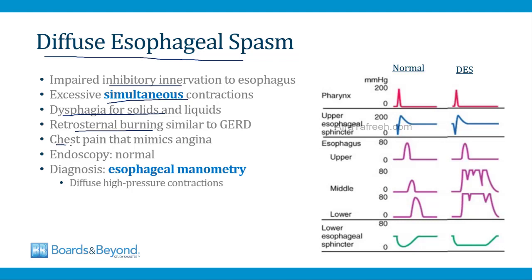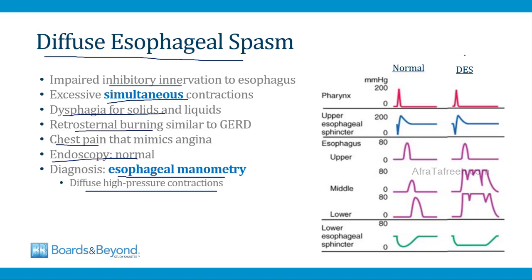It also can cause chest pain that mimics angina, and so in my field of cardiology, one thing that's always in the differential for a patient with chest pain is esophageal spasm. If you perform endoscopy, it will be normal, and the diagnosis is made by esophageal manometry, which will show diffuse high-pressure contractions in the esophagus.